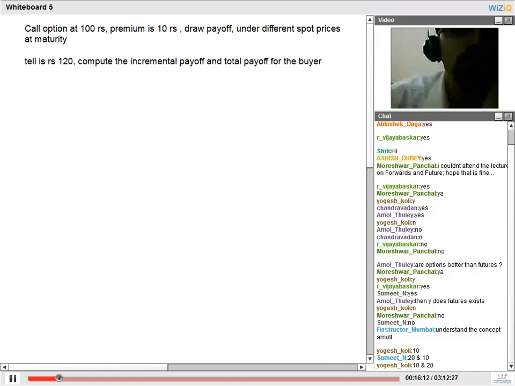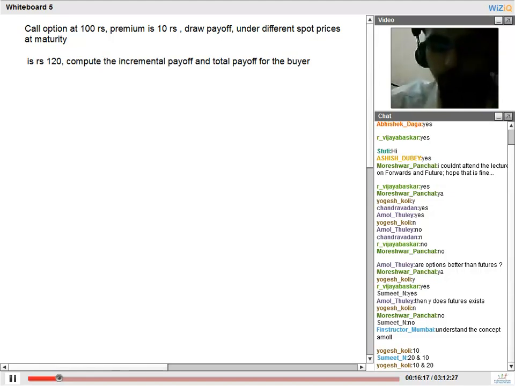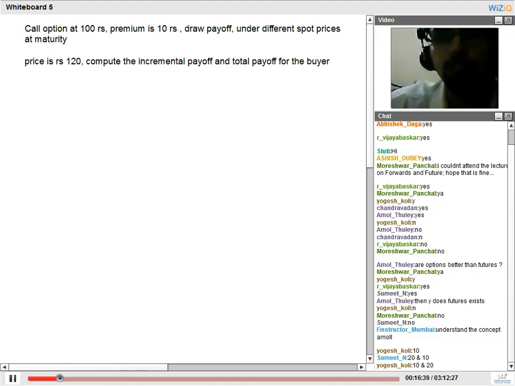So if the price is rupees 120, will the holder of the option exercise it? He will exercise the option because he has the right to purchase it at 100, and now the price is 120, so he can sell it at 120 and purchase it at 100, so he can make an incremental profit of 20 rupees. However, he already lost 10 rupees premium upfront when he purchased this option from the writer, so his total payoff will be 10 rupees.